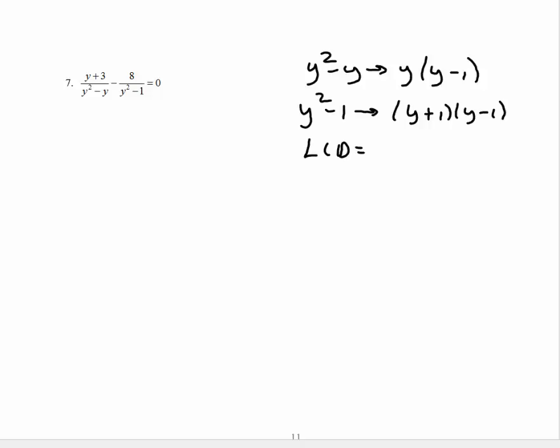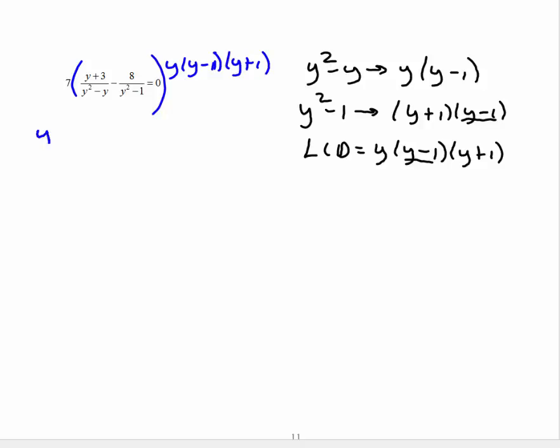So for my LCD, I'll just take the first denominator, the y and the y minus 1, and I'll compare the other denominator to see if there's any other factor that needs to be multiplied in. Well, I see that there's y minus 1 there, but the y plus 1's not, so that's part of the LCD as well. So my LCD is y times y minus 1 times y plus 1. So what will I do? I'll multiply every term by y, y minus 1, and y plus 1.